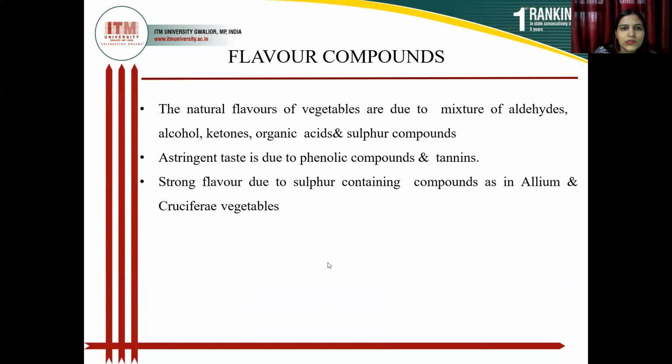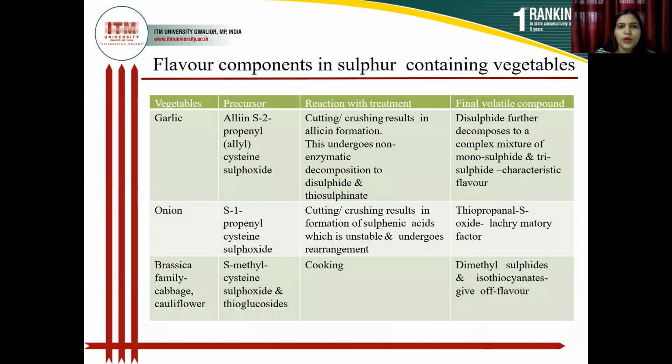Flavor compounds. The natural flavor of vegetables is due to a mixture of aldehydes, alcohols, ketones, organic acids, and sulfur compounds. Astringent taste is due to the phenolic compounds and tannins. The strong flavor is due to sulfur-containing compounds as in allium and cruciferous vegetables. Here are the flavor compounds in sulfur-containing vegetables like garlic and onion, and the Brassica family, cabbage and cauliflower.